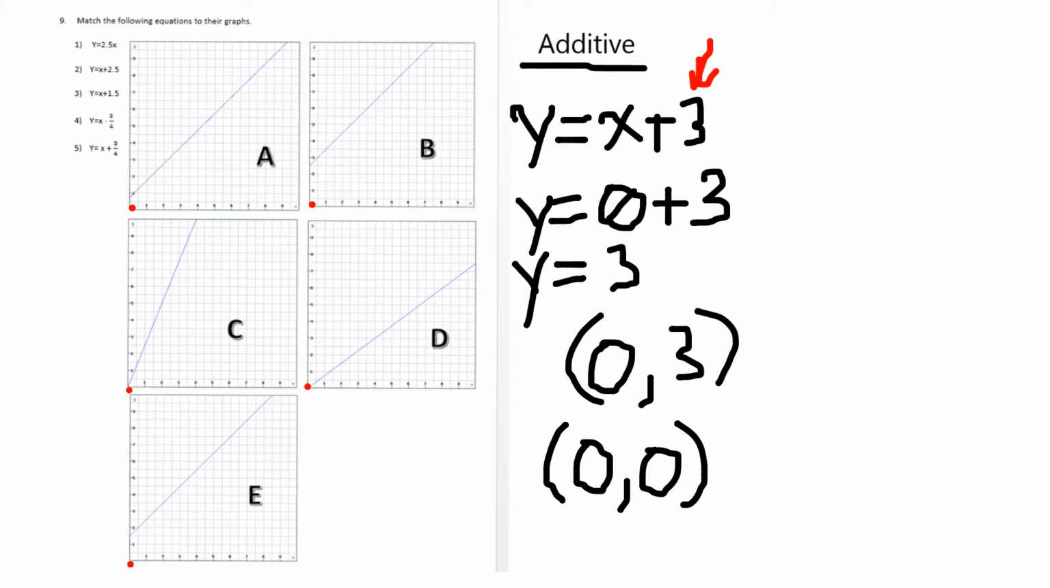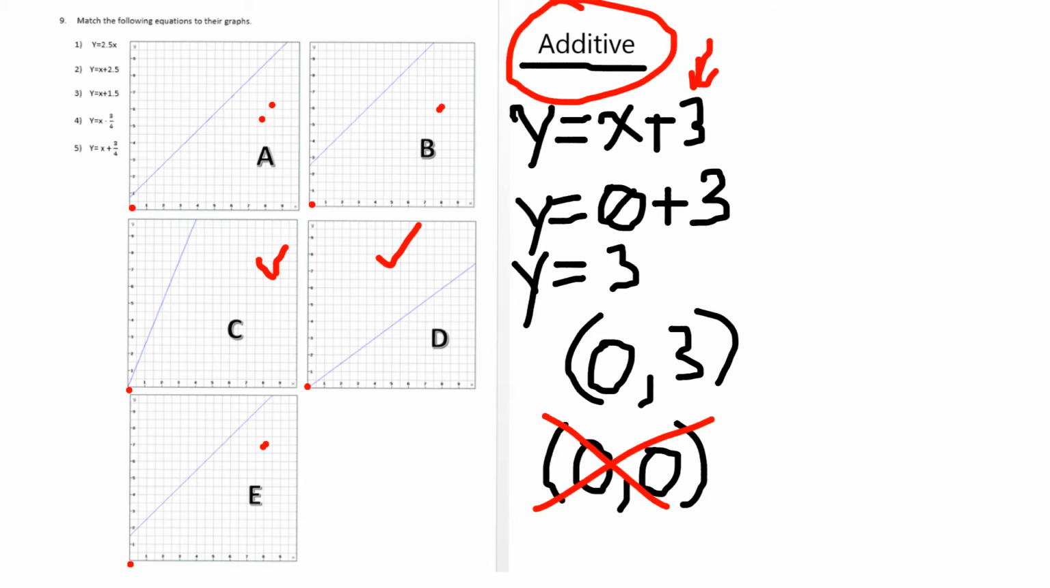So C and D both go through the origin, but A, B, and E do not. So A, B, and E are all additive equations because they do not go through the origin, which is what they're supposed to do if they're additive. If they're additive, they do not go through the origin. So I'm going to write that more clearly now.